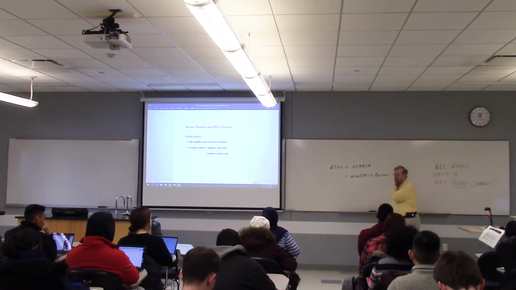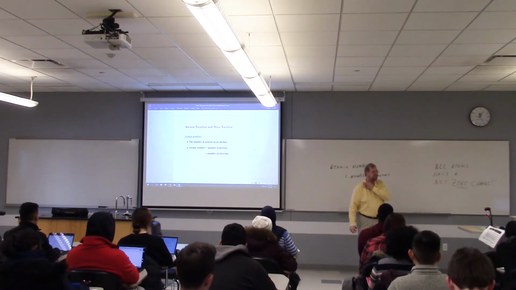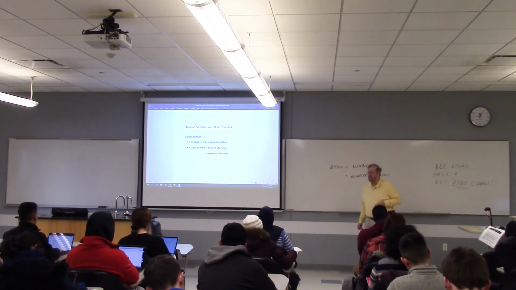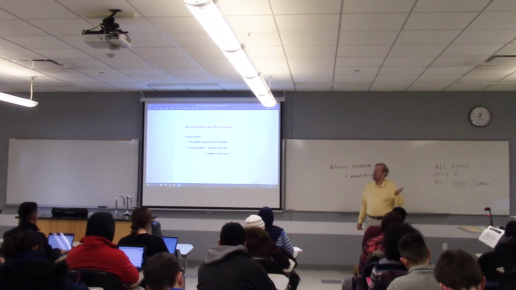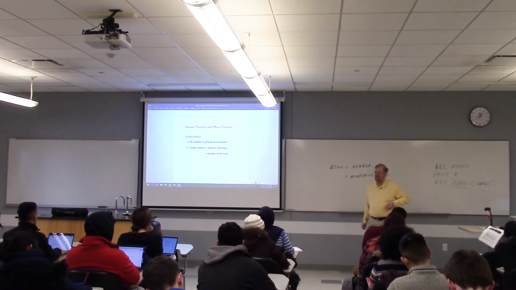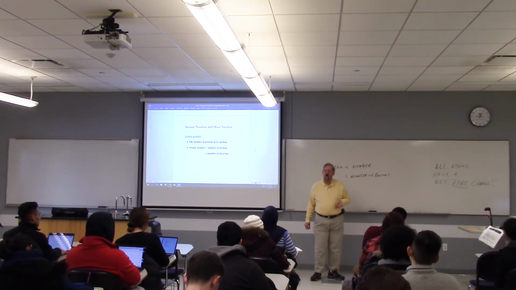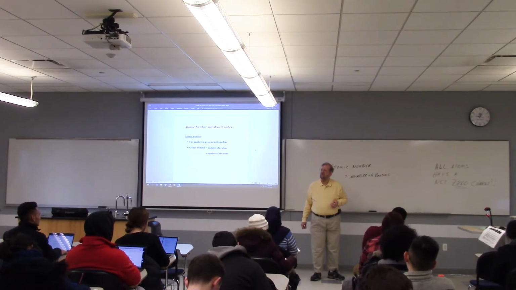All atoms of the elements have a net zero charge. There's no charge on it. Now, if a proton is a +1 and every atom has a net zero charge, then the atomic number also equals the number of electrons.